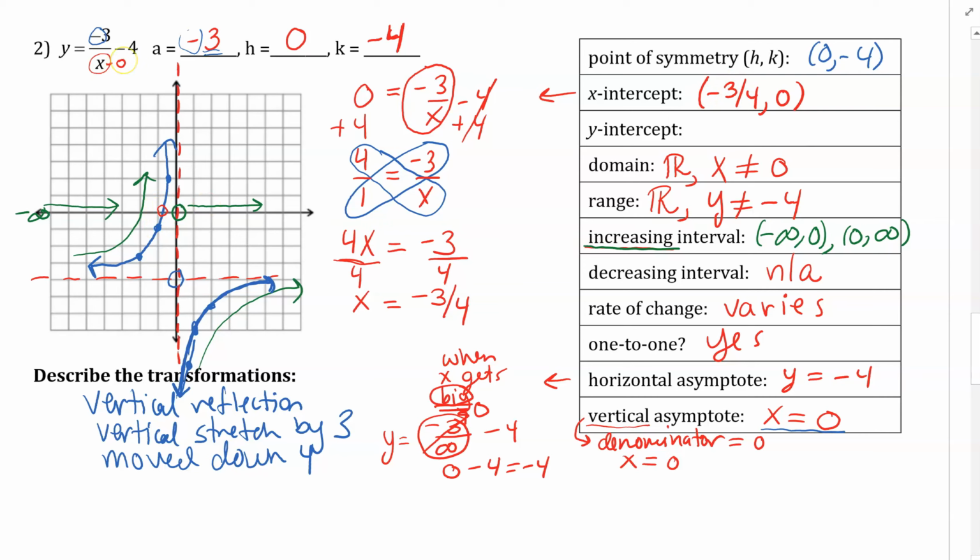For the y-intercept, I have to plug in 0 for x. So I get negative 3 over 0 minus 4. But as we talked about yesterday, if you divide by 0, that value doesn't exist.